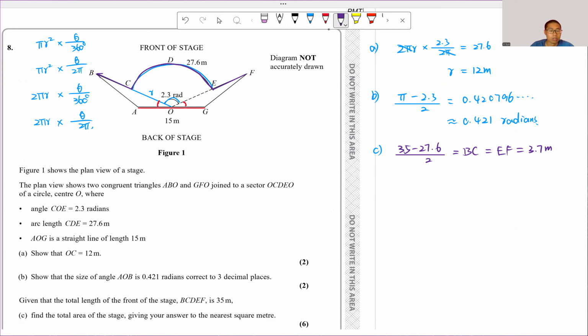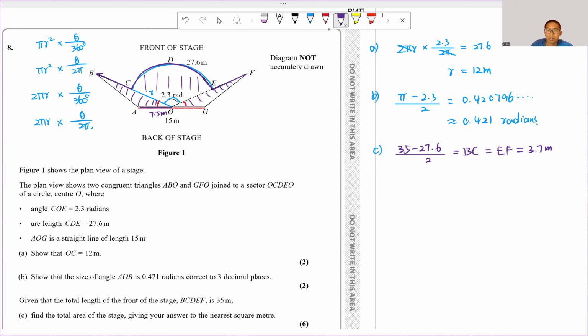And then we want to work out the total area of the stage. So if AG is 15, that means AO should be 7.5 meters. So we just have to use this area, double it to get all this, and then plus the area of the set to get the total area.